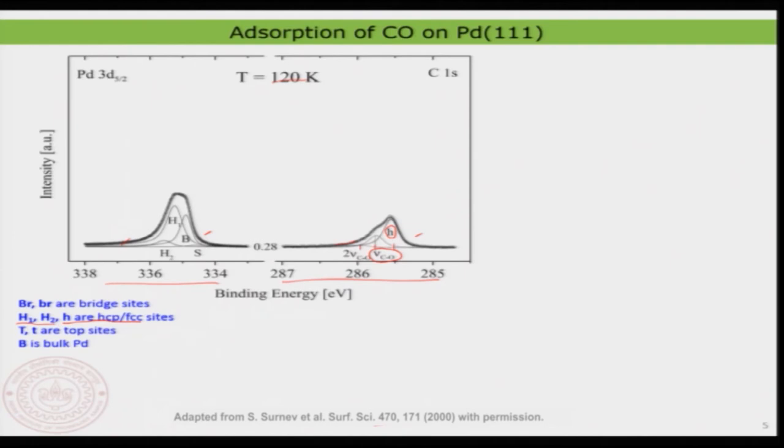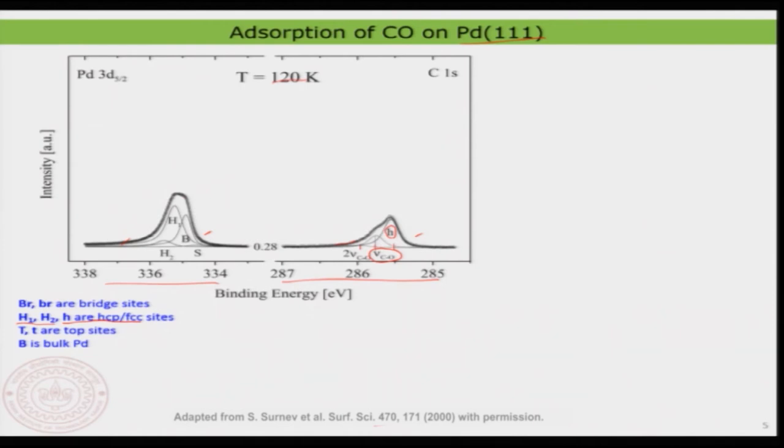But those resonances are not important in our context. What is important for us is basically the H peak that is indicating that the carbon is sticking on the HCP or FCC site. Well, that is what we would expect. I have already told you in the previous class, whenever you put an adsorbate on the surface, it will always try to go onto a high coordination site. And on a 1-1-1 surface, what is the high coordination site? That is nothing but the HCP or the FCC site.